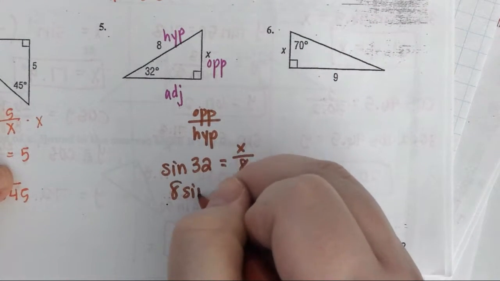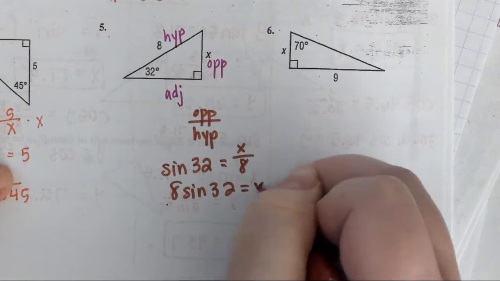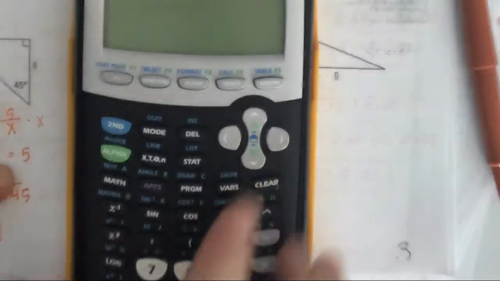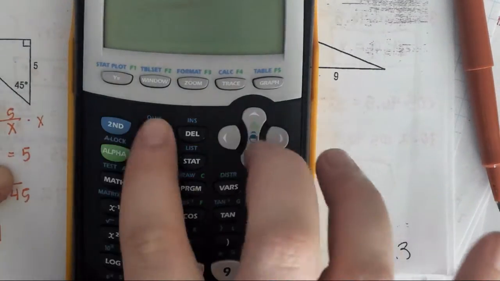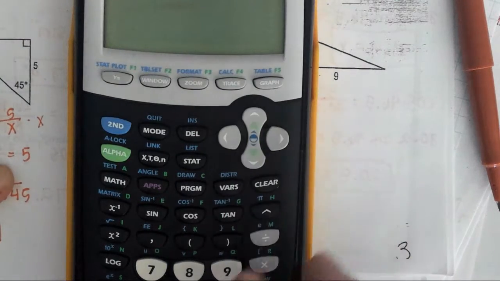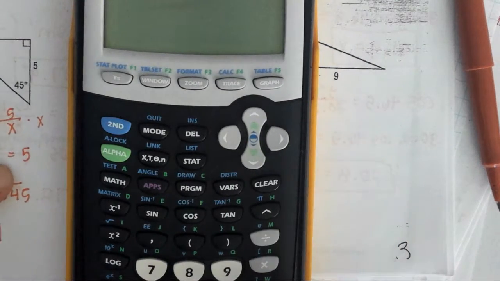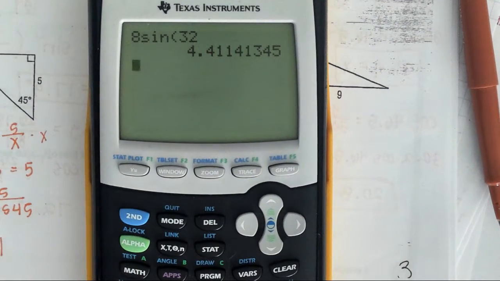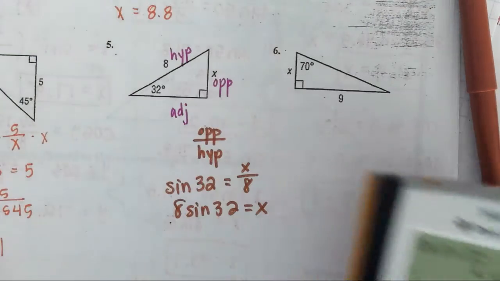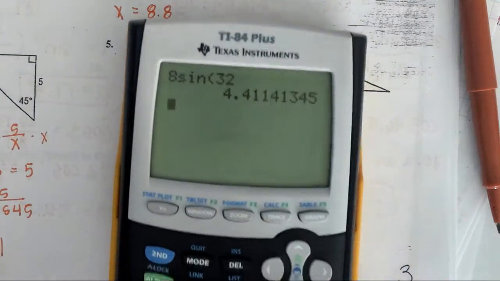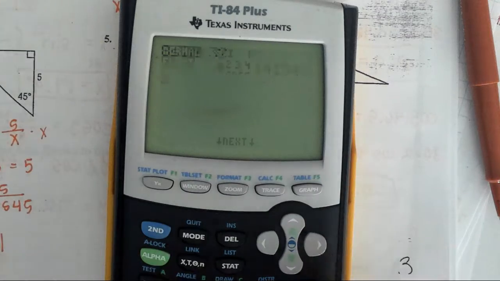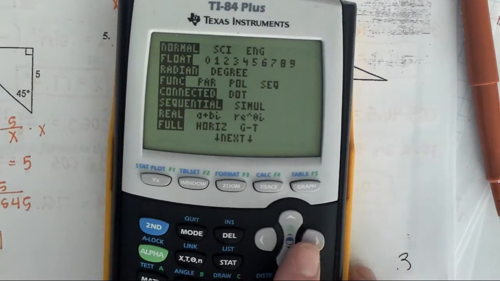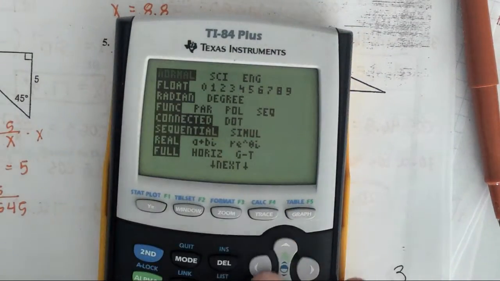Okay, so 8 sine 32 equals x. In my calculator, I press 8 sine 32. And my calculator gave me a weird value. So I'm wondering if my calculator's in degrees, so I'm going to check the mode. It is in, let's see, it's in radians, so I actually need to change it to degrees.